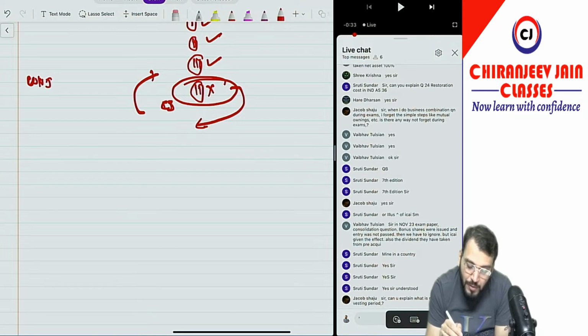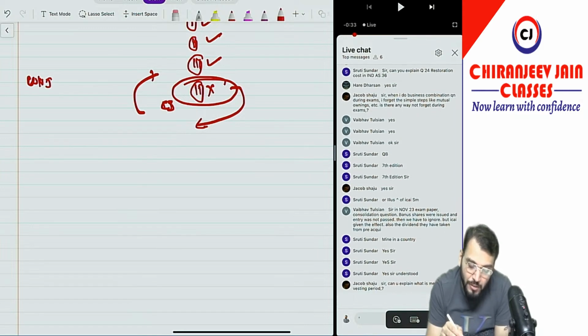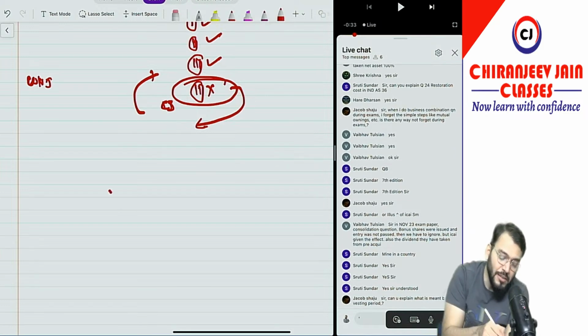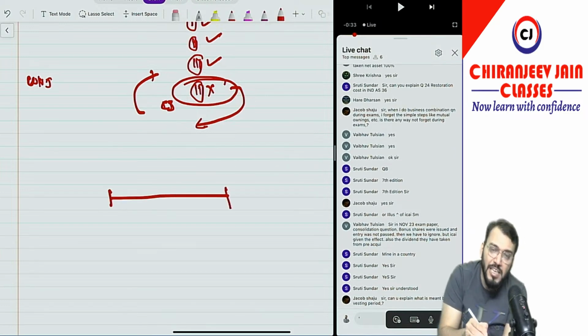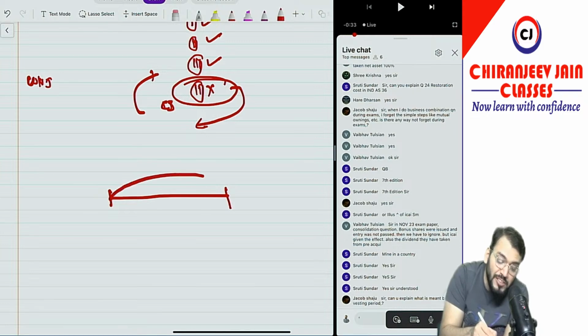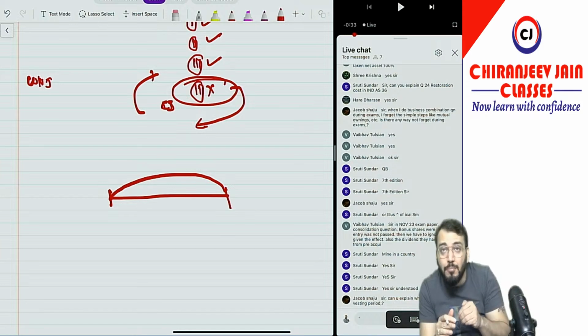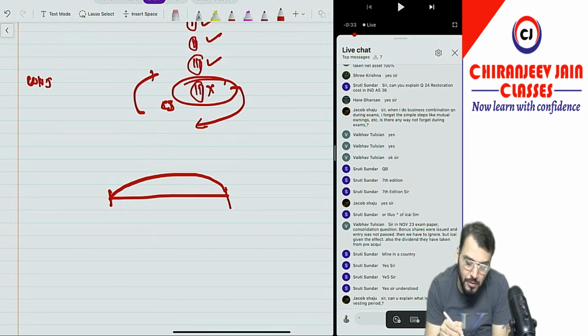Sir, can you explain what is meant by vesting period? Vesting period, you are asking about ESOP, share based payment. The period during which the condition will be satisfied, that is the vesting period. It means the period when the vesting conditions are there. When the condition needs to be performed, that period is known as the vesting period. Only this much. Any more doubt?